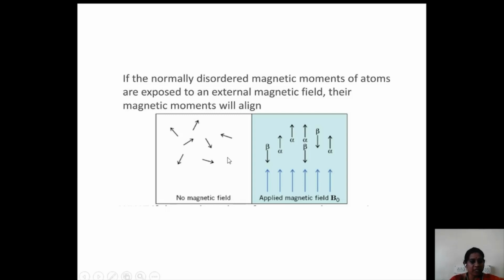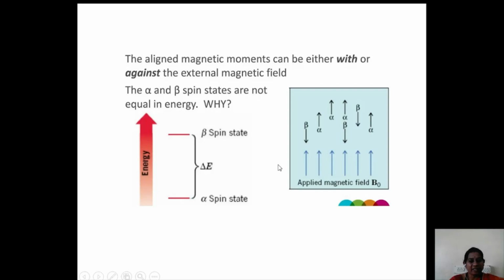In this picture you can see the magnetic moments in the absence of the magnetic field. In the applied magnetic field, these magnetic moments will try to align with or against the field. This slide represents the aligned magnetic moments, which can be either with or against the external magnetic field. A magnetic moment aligned with the applied magnetic field is represented as alpha, and one aligned against the external magnetic field is represented as beta.